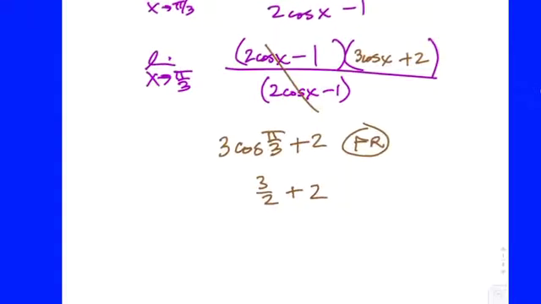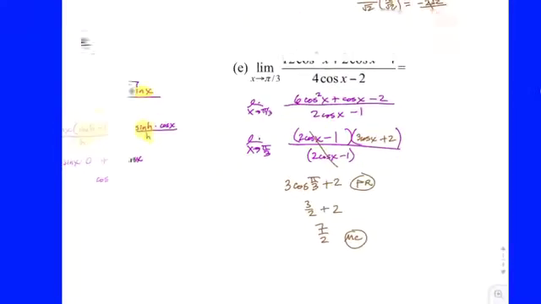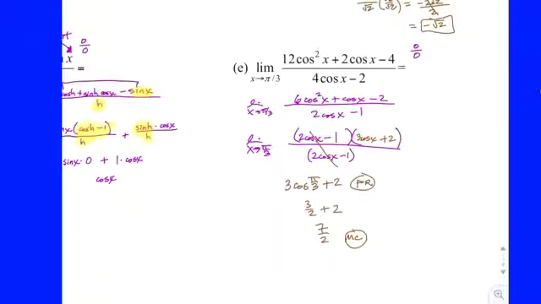You can also stop there on a free response. But 2 is how many halves? 4. So you get 4 plus 3. You get 7 halves or 3.5. So that would be your multiple choice answer more than likely. All right, so factor, factor, factor.